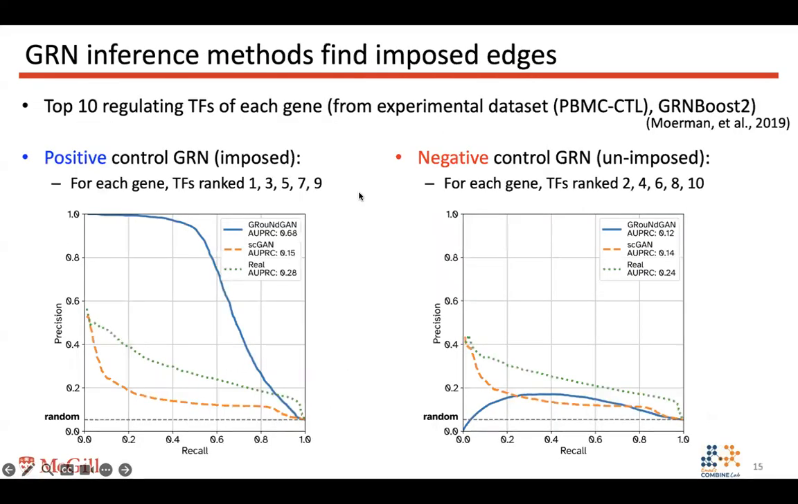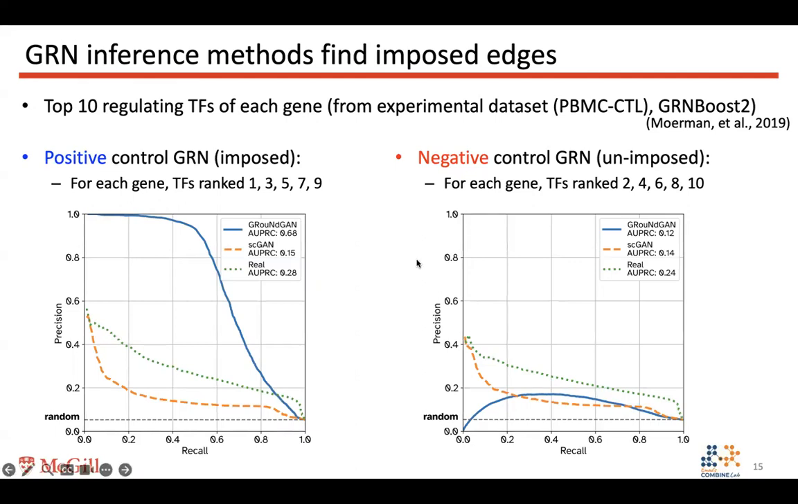Next, we asked whether GRN inference methods can actually pick up the imposed edges. So we performed a controlled experiment. We used GRNBoost2 on an experimental data set, and for each gene, we found the top 10 regulating TFs of it. Then we formed a positive control GRN, which we imposed using GRouNdGAN. And here we are imposing the interaction between the TFs ranked 1, 3, 5, 7, and 9 for each gene. And then TFs ranked 2, 4, 6, 8, and 10 were not imposed and were kept as a negative control.